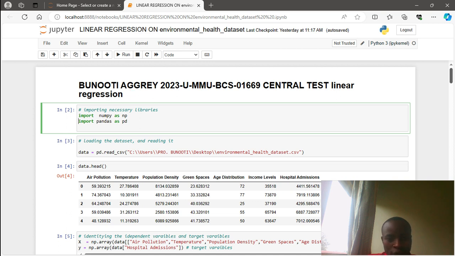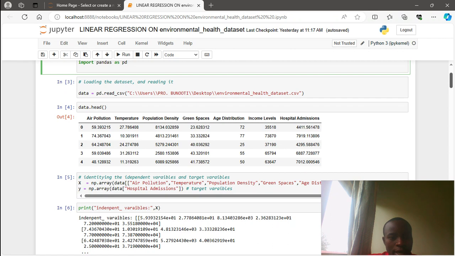The dataset is all about the air pollution within a given area. This dataset was collected from different cities of India. So we have air pollution, temperature concentration, then population distribution. This is how people are distributed within a given city. Then green spaces, those are some of oasis and some gray matter. We have age distribution, that is obvious. Then income level, then hospital admission.